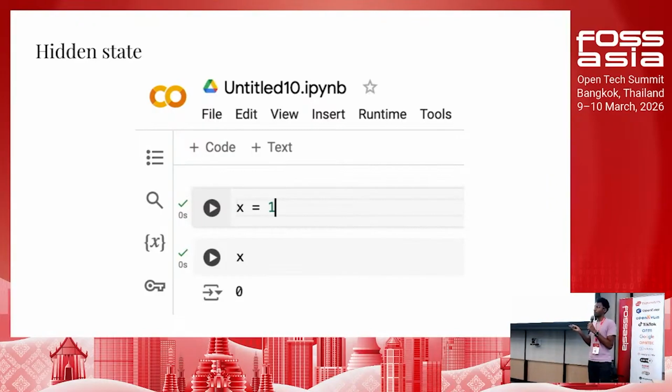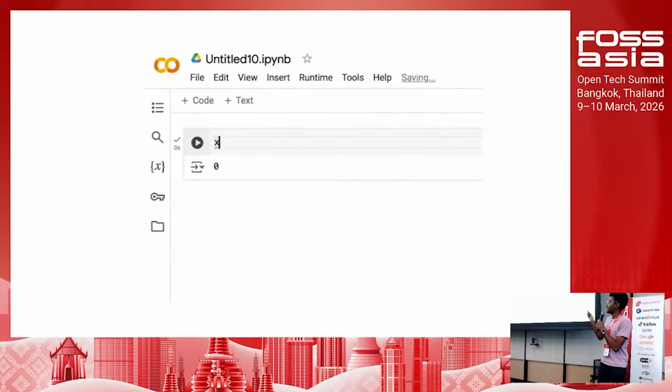So what's the problem with notebooks? There are a few. One is there's hidden state. In this example, I have two cells, x is 1 and the output of x is 0, and they reflect two different states in your application. This is because the second cell hasn't been rerun yet. And if I delete the first cell, x still holds a value.